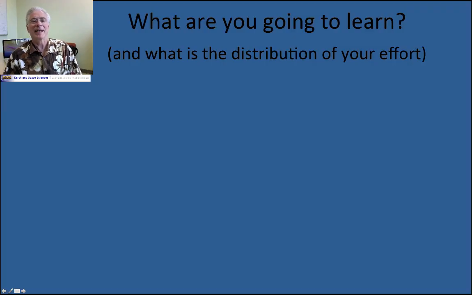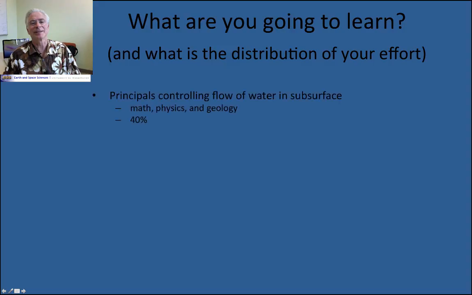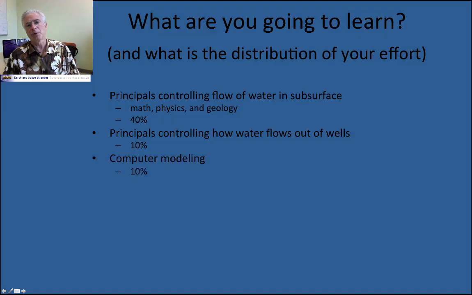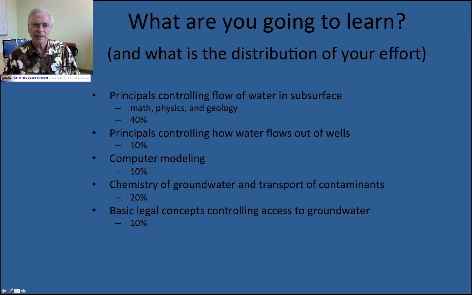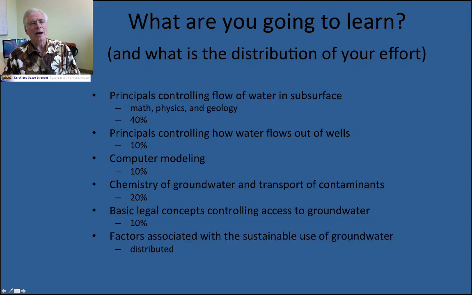So what are you going to learn, and how much effort are you going to have in that learning? We're going to spend about 40% of the course talking about principles controlling flow of water in the ground, in the subsurface, and that's math, physics, geology. Principles controlling how water flows out at wells is about 10% of the course. Computer modeling will spend about 10% of the course. Chemistry of groundwater and transport of contaminants is about 20% of the course. The basic legal concepts controlling access to groundwater will spend about 10% on that. And then throughout the course, I will continue to bring in a discussion about sustainable use of groundwater and what factors are associated with evaluation of that sustainable use.